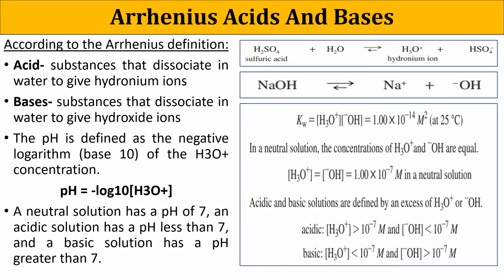Because these concentrations can span a wide range of values, the acidity and basicity of a solution is usually measured on a logarithmic scale. The pH is defined as the negative logarithm of the H3O plus ion concentration, which means pH is minus log 10 times the concentration of hydronium ion. A neutral solution has a pH of 7, an acidic solution has a pH less than 7, and a basic solution has a pH greater than 7.